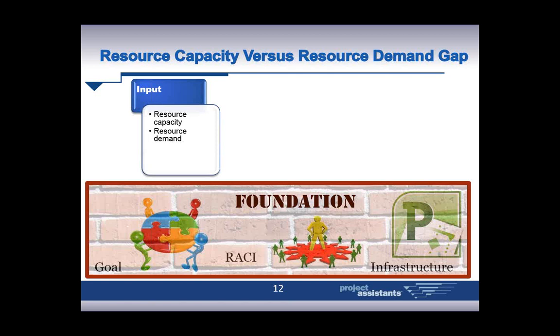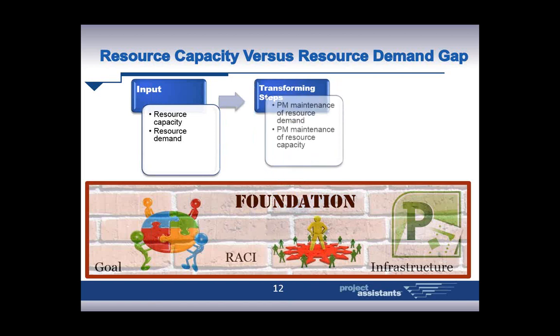And the demand is that assignment level work, right? That can be a fleeting piece of information. It can be a lot of information. It can be pretty granular. And it's that input that we're relying on to get us through this transforming step that says, well, how am I going to maintain demand? Okay, how am I going to maintain resource capacity?